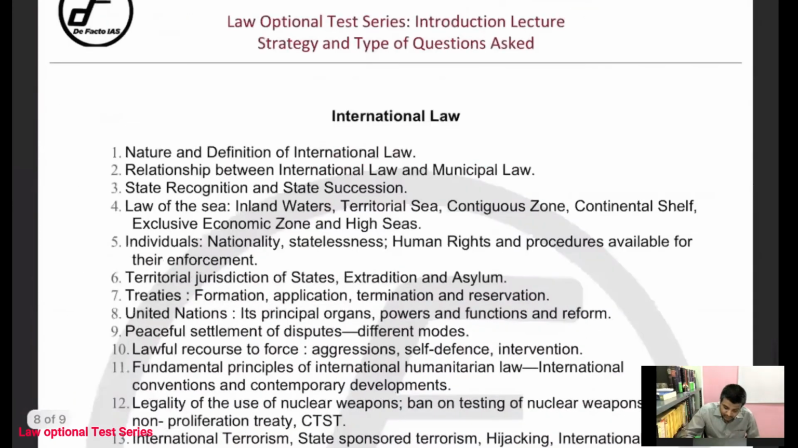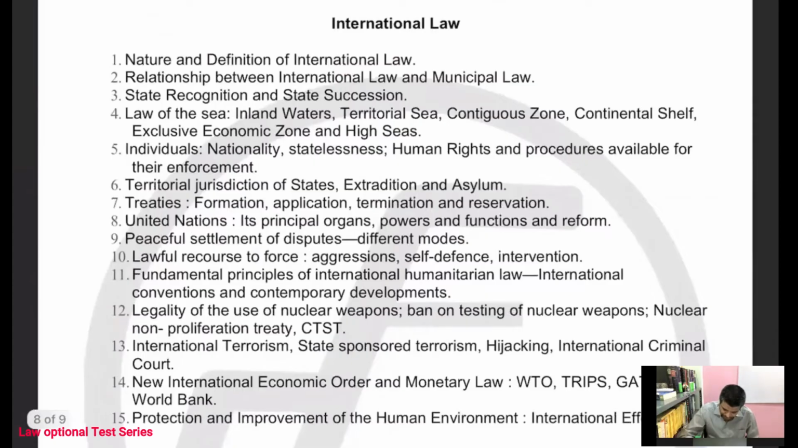Now, let us come to international law. In international law, we find that UN is the most important topic. That UN topic indirectly relates to peaceful settlement. One chapter of the UN Charter is peaceful settlement, and another is the lawful recourse. The UN Charter also deals with fundamental international humanitarian principles. So the UN Charter cannot be studied separately; it has to be studied in relation with these 3 subtopics. Are you getting my point here?